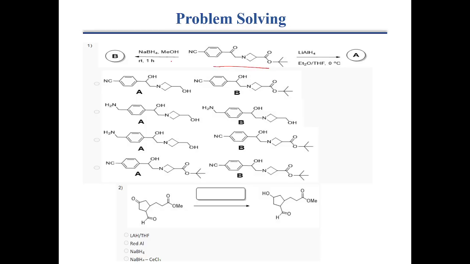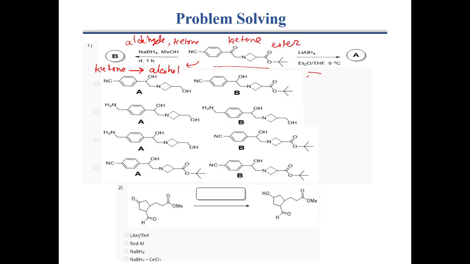So this compound, in the presence of sodium borohydride and lithium aluminum hydride, what happens? So two functional groups are there: one is the ketone, one is the ester. We all know that NaBH4 only reduces aldehyde and ketone. So under NaBH4 conditions, this ketone is reduced to alcohol. Ketone reduced to alcohol.